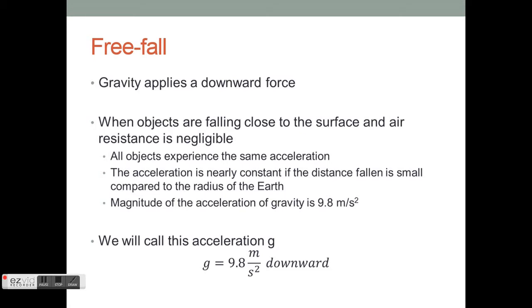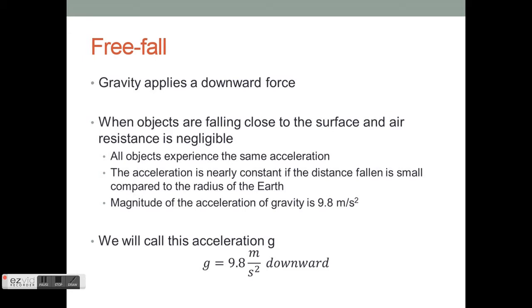When objects are falling close to the surface of the Earth and air resistance is negligible for those objects, all objects experience the same acceleration due to gravity. This acceleration is nearly constant for the object if the distance the object has fallen is small compared to the radius of the Earth. The radius of the Earth is something in the thousands of kilometers.